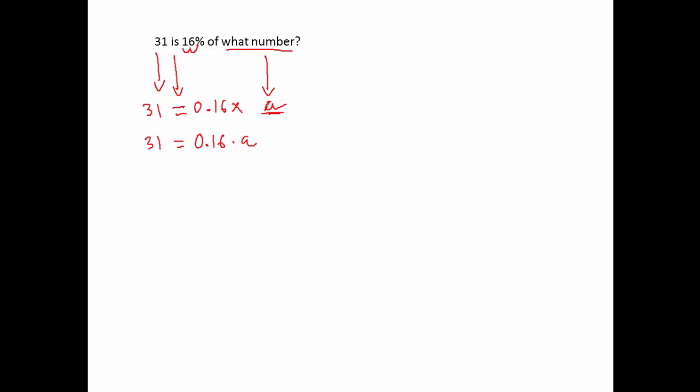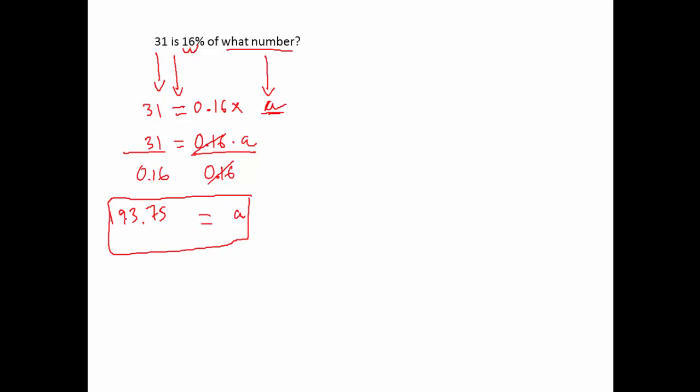A, we call this a what number? So dividing 0.16 on both sides to cancel here, right? You get A equal 31 divided by 0.16 gives you 193. You can use the calculator to do this. 193.75. Okay, so this number is 193.75. This is the number we're looking for.